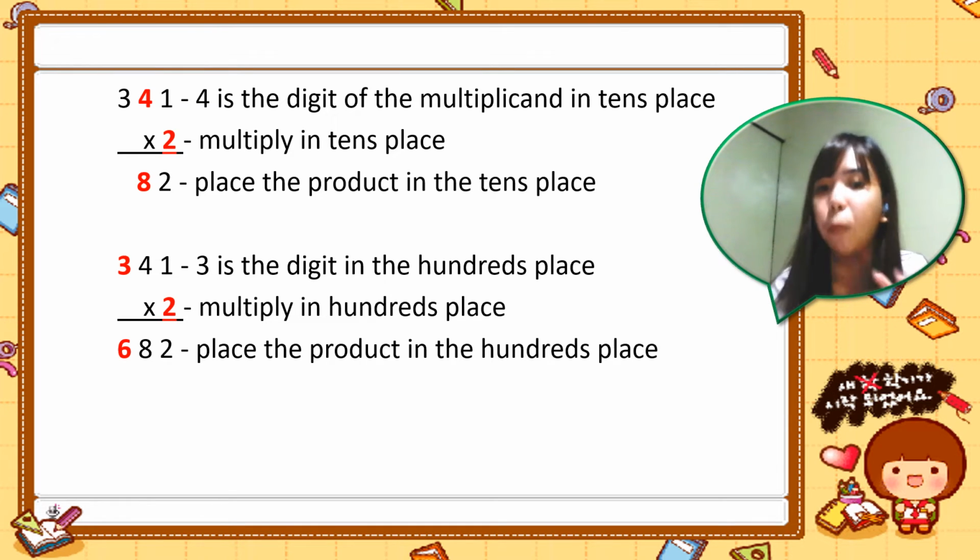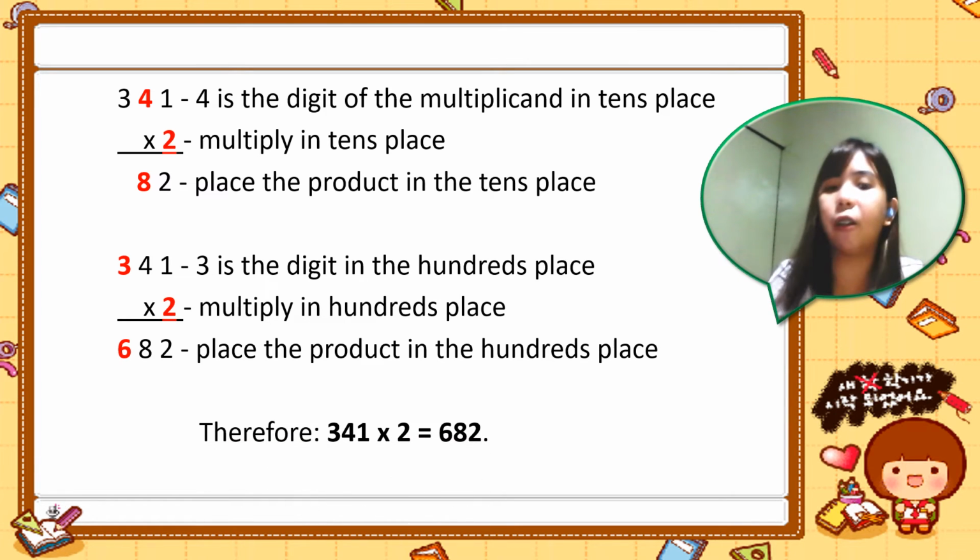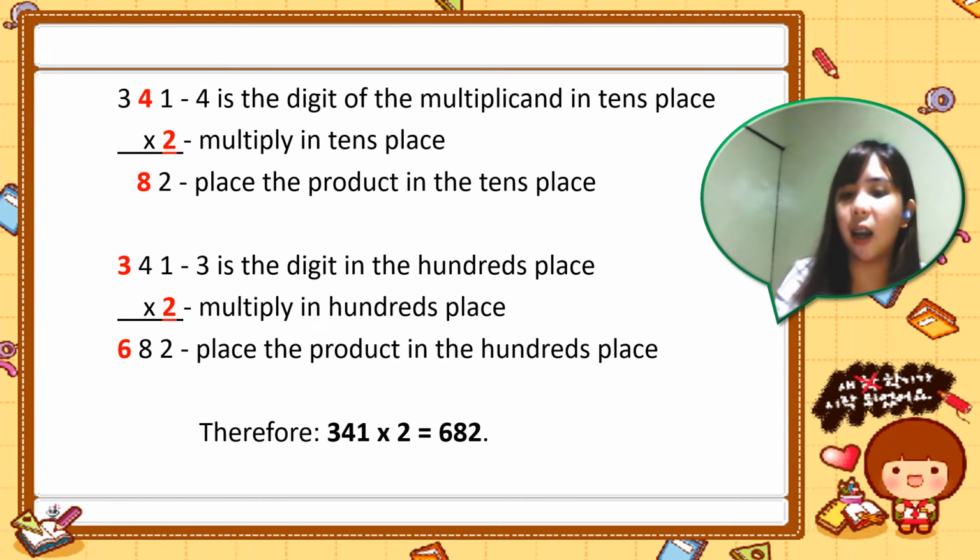So, si 2, i-multiply mo na kay hundreds place. So, ano ang ara sa hundreds place? It's the number 3. Alright. So, 2 times 3 is equals to 6. So, the total answer is 682. Therefore, 341 times 2 is equals to 682. Are we clear?